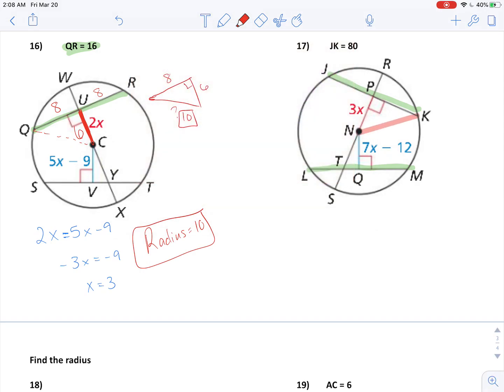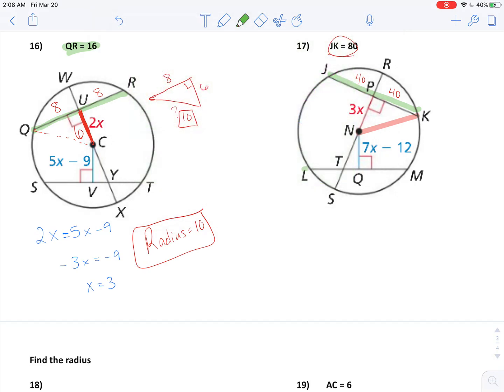All right, same thing here. Let's find our x first. But eventually we do want to solve for that radius. So this is just a reminder for me. Now if JK is 80, then what are these two parts here? Well, that's got to be 40 and 40.